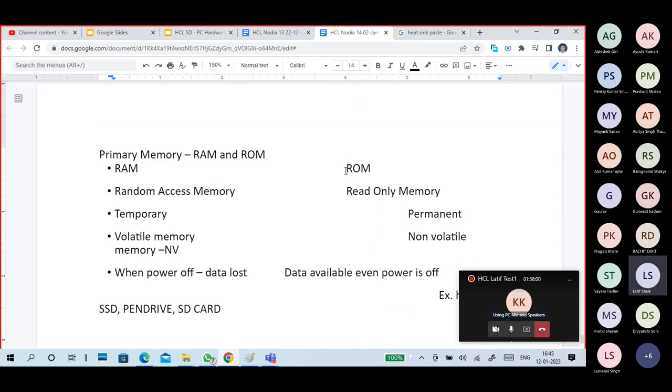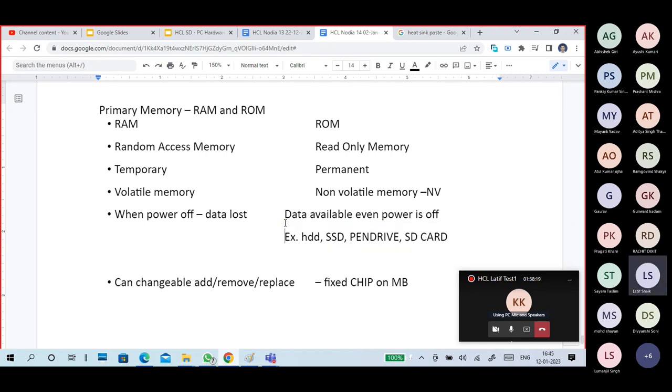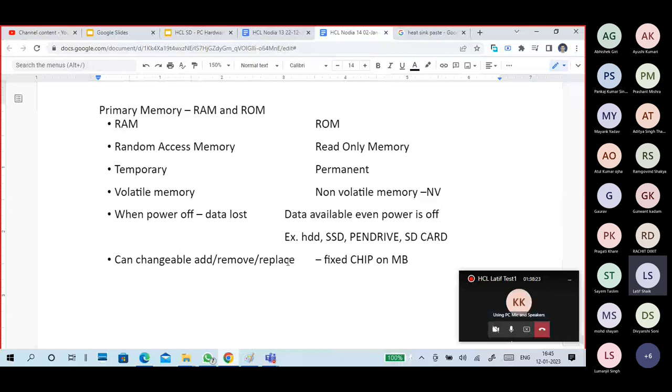What is meant by volatile memory? Volatile memory means whenever your power is off, the data in the device will be gone. Whenever you disconnect it or there is no power supply to the device, the data will be gone. Non-volatile memory means even if you switch off your system or the power is off, data still remains in the device.